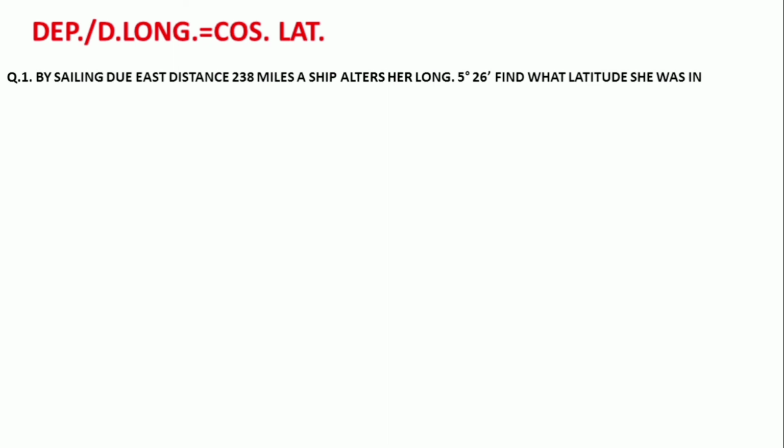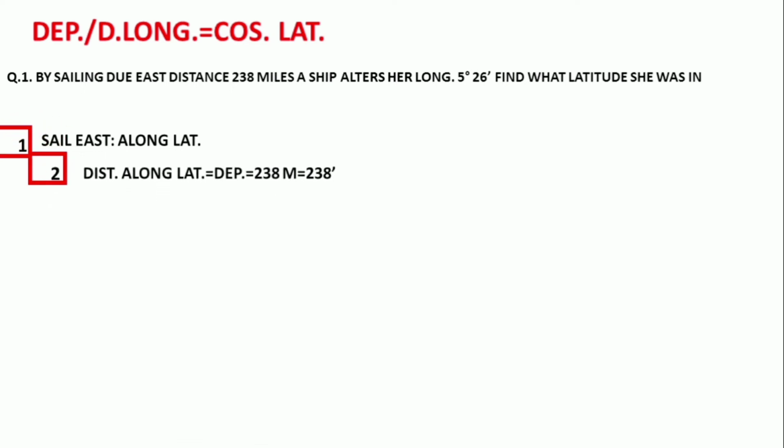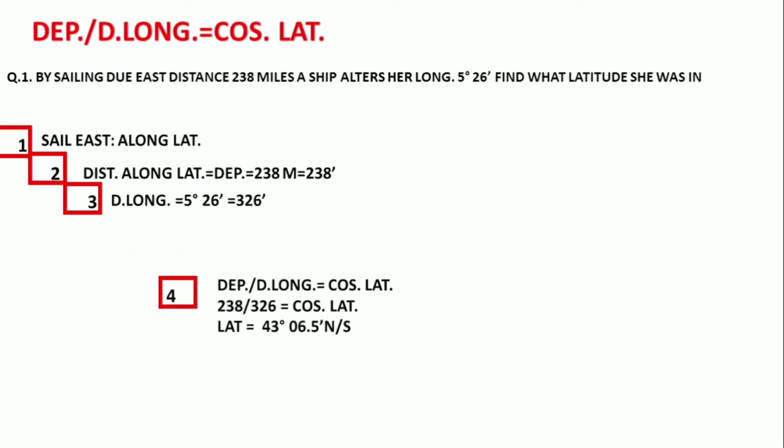Some questions here just to explain this. Now a ship is sailing due east and the distance is given to us. What does sailing due east mean? That means you are going along the latitude, so that distance would be your departure also. And the D.LONG is given to me as 5 degrees 26 minutes. So I can find out what latitude I was in. And here I have used north and south because it is possible in both hemispheres on this particular latitude.